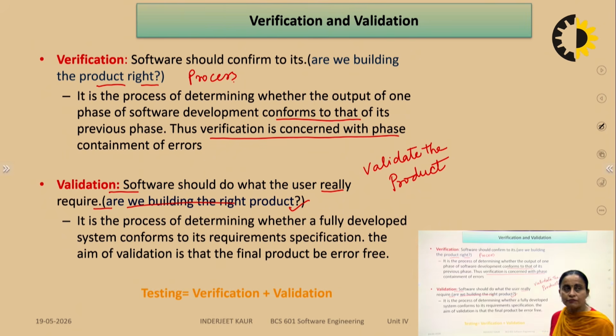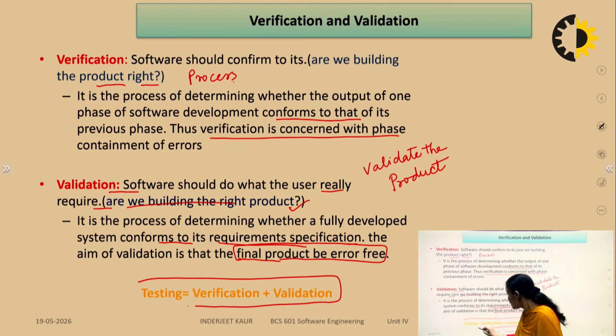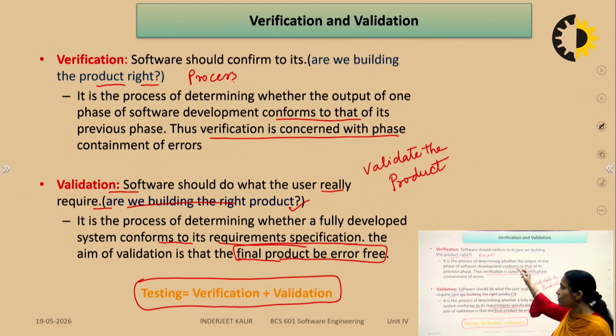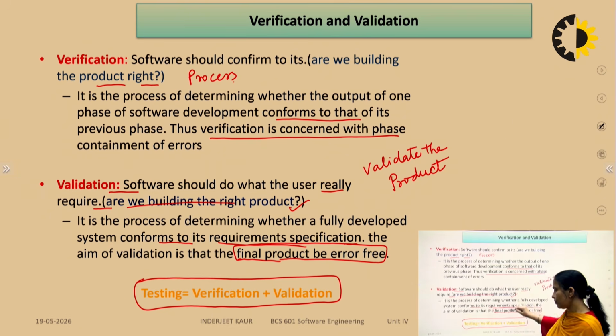It is the process for determining whether a fully developed system for which I have designed the software conforms to its requirement specification. The aim of validation is on the final product: whether it is the right product and an error-free product. So testing is defined as the combination of both, meaning my process should also be right, the product should be rightly built and the right product should be built.